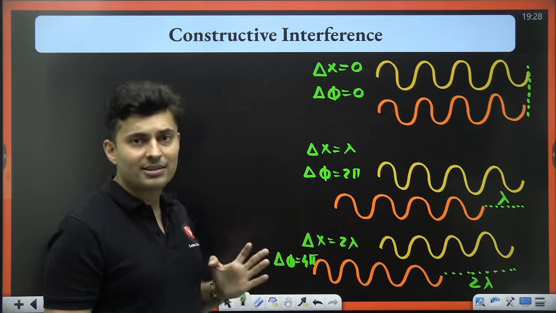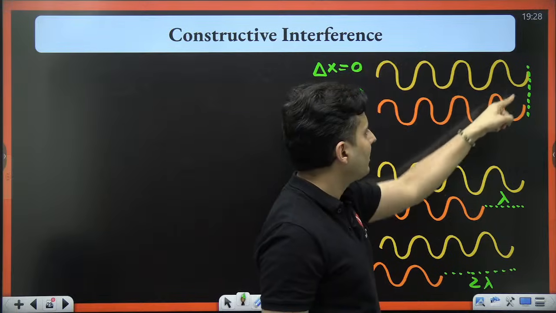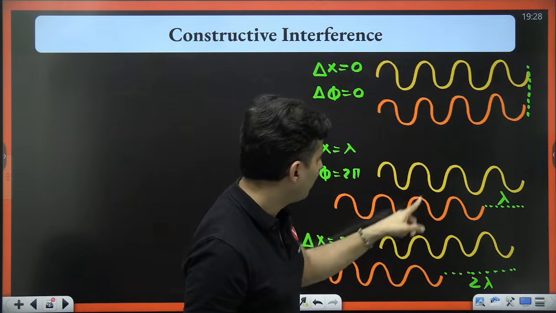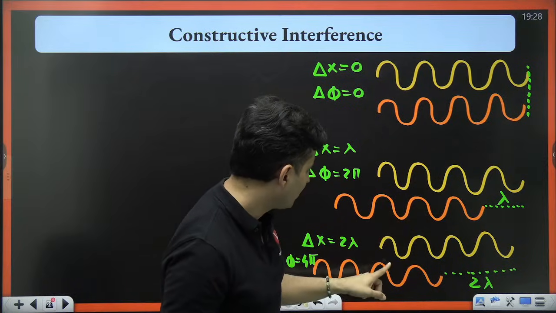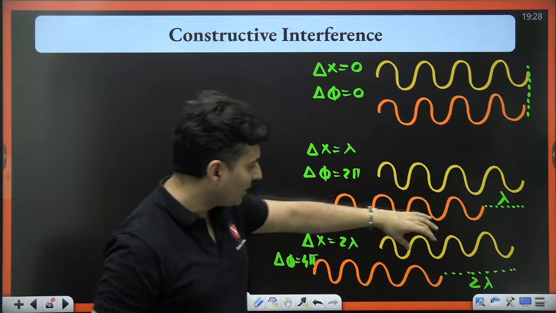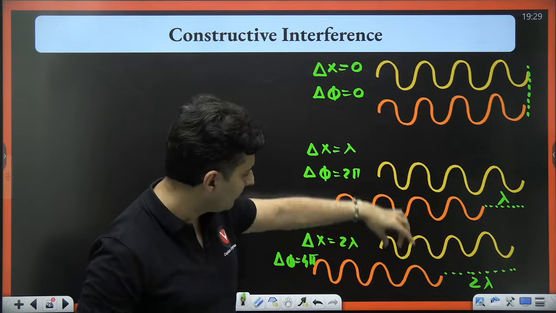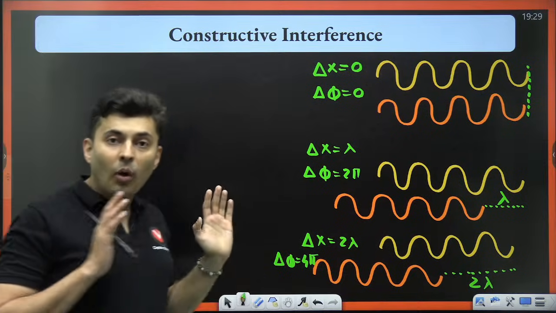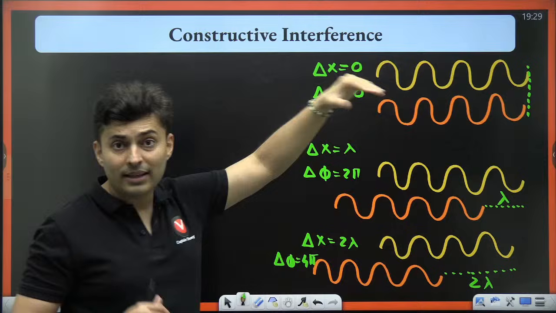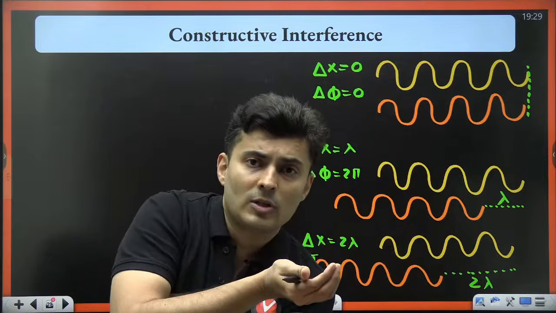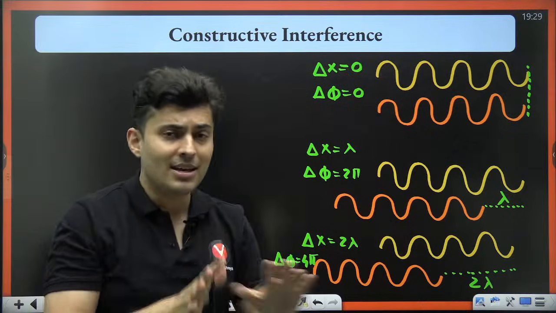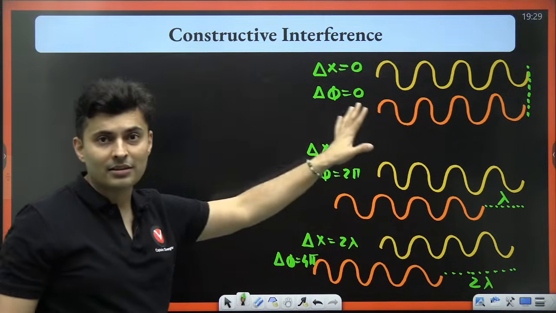Observe in everything what is happening. Crest with crest, trough with trough, crest with crest, trough with trough. It's not fully aligned, I was supposed to align it. But the point is that it's always interfering in such a way that the crests are aligned, and troughs are also aligned. Meaning, what is it? Constructive interference.